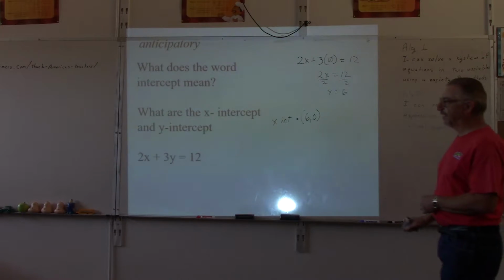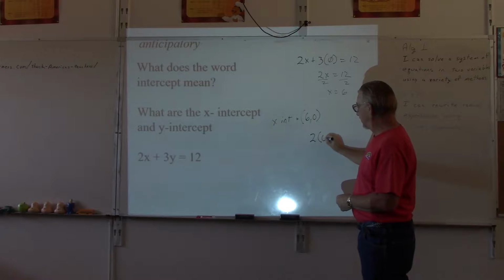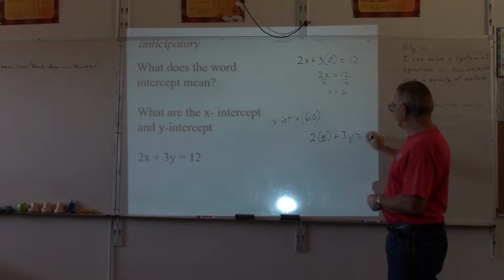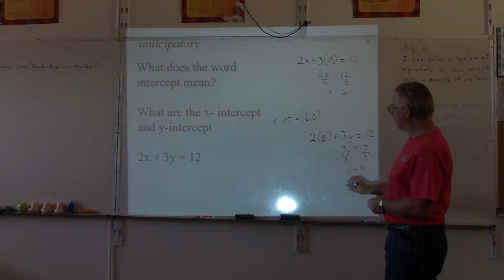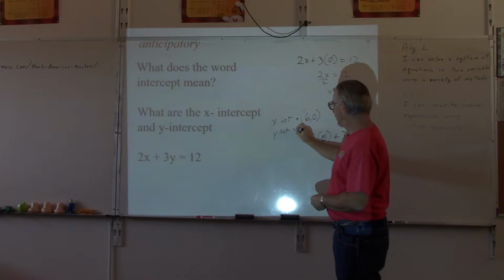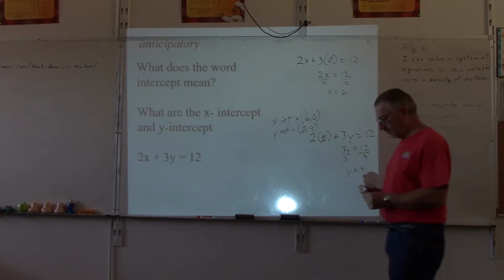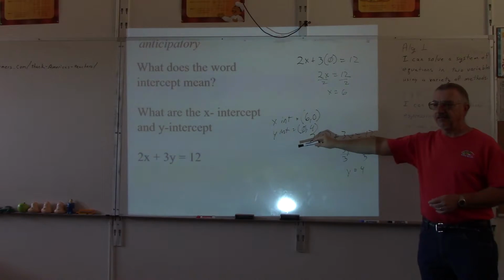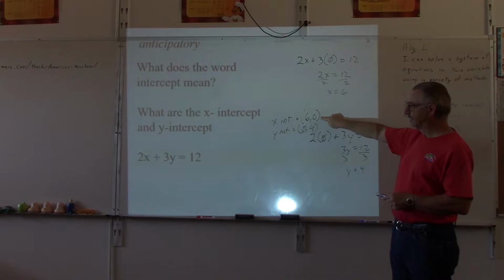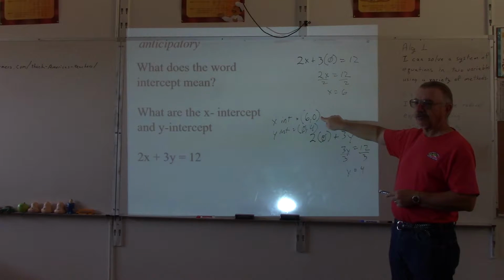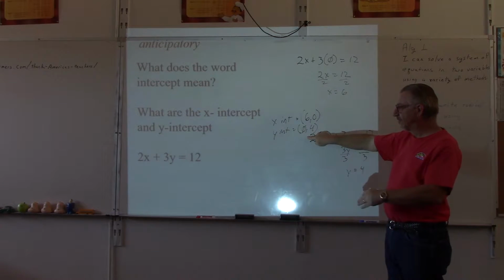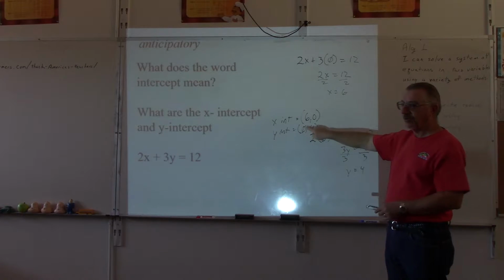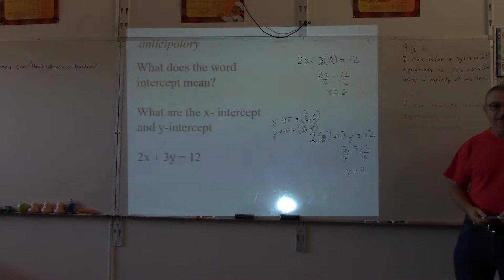My y-intercept, I do the same thing: 2 times 0 plus 3y equals 12. That goes away, I have 3y equals 12, divide by 3, y equals 4. My y-intercept is 0, 4. So if I want to graph this equation, all I have to do is plot 6, 0, which means go over 6 on the x-axis and stay right on the axis because it's 0. Put a point, then go back to the origin and go up 4 and put a point, draw a line between those, and I've graphed my equation.